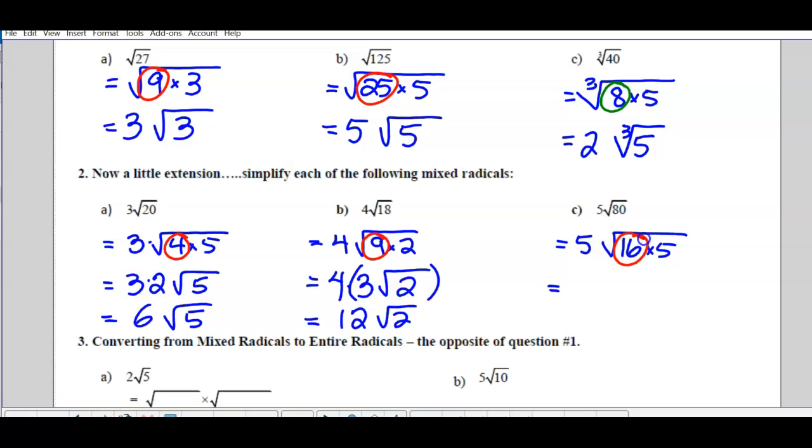Circle the 16. And again, you can use brackets or the multiplication symbol. That's 4 root 5. And so that's going to be 20 root 5.